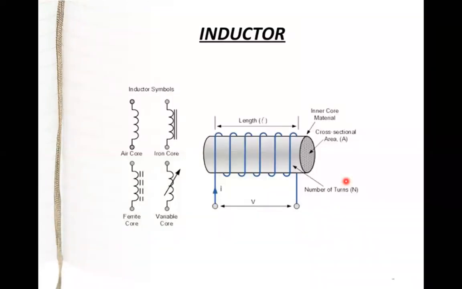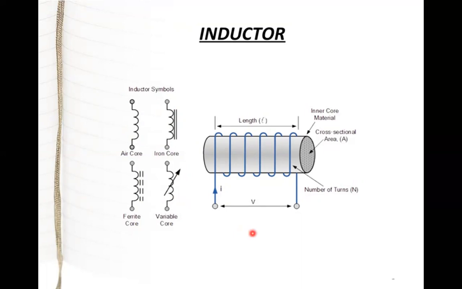These are the symbols for inductors. This is an air core, with nothing between the coil. So this is the air core symbol. If you take an iron core and wind a copper wire onto it, this is the symbol. This is a ferrite core: a straight line and two dotted lines. And this is a variable core, with an arrow mark.